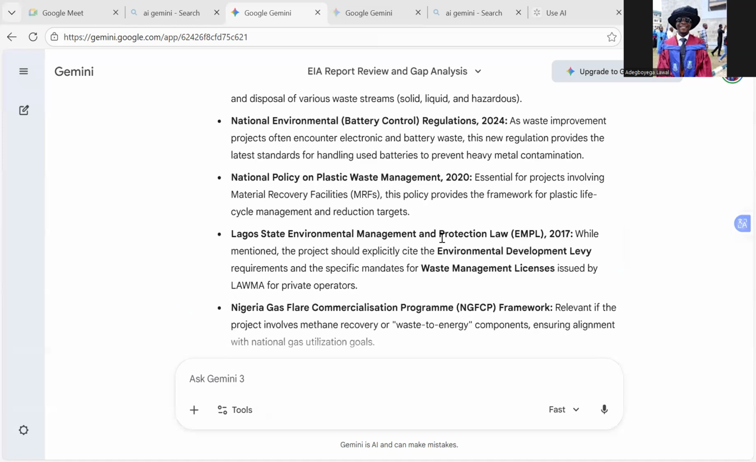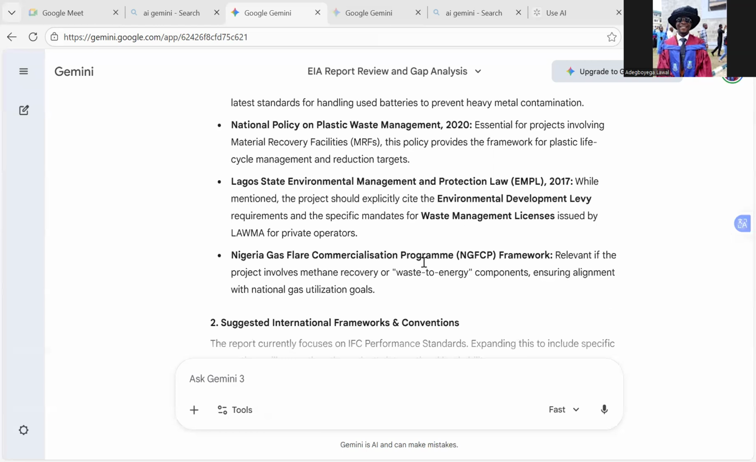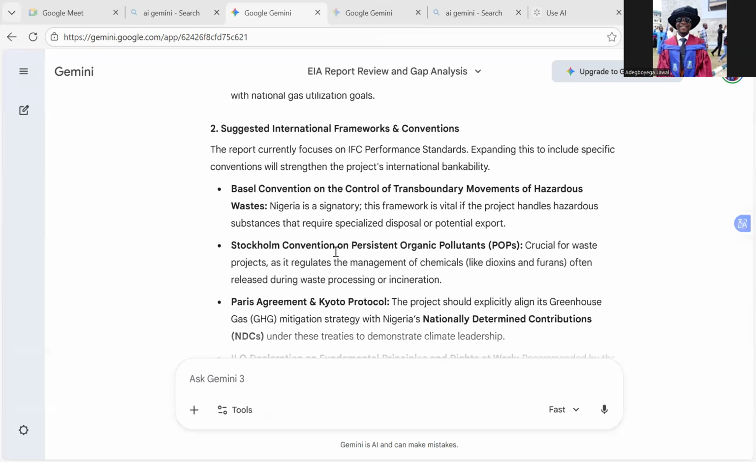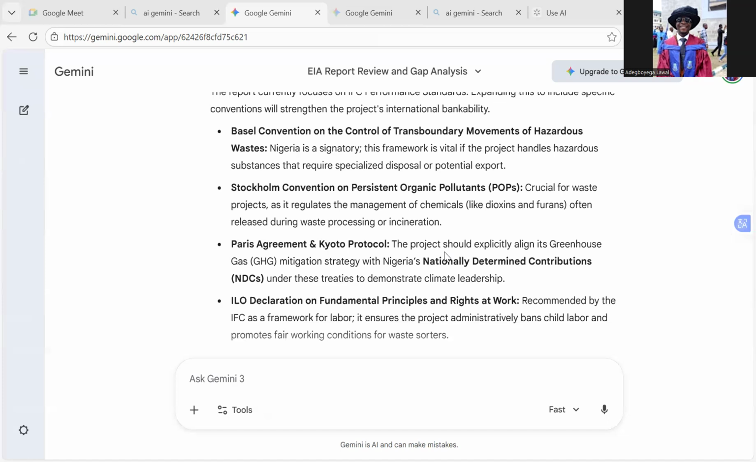Lagos State Environmental Management and Protection Law. Wow, this is very, very important. And then the Nigeria Gas Flare Commercialization Program. It says it is relevant if the project involves methane recovery. I don't think the project has any link to methane recovery, so I might drop that. Then for international, the Basel Convention on the Control of Transboundary Movement of Hazardous Waste, very important. The Stockholm Convention on Persistent Organic Pollutants, very important. Paris Agreement and Kyoto Protocol, very important.